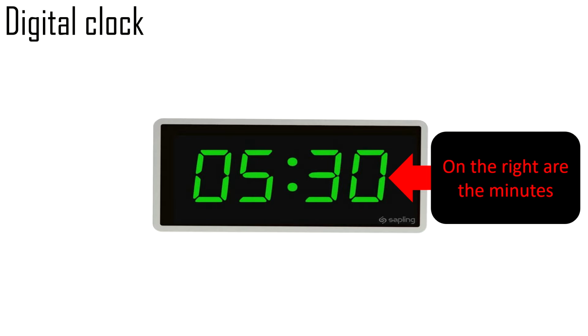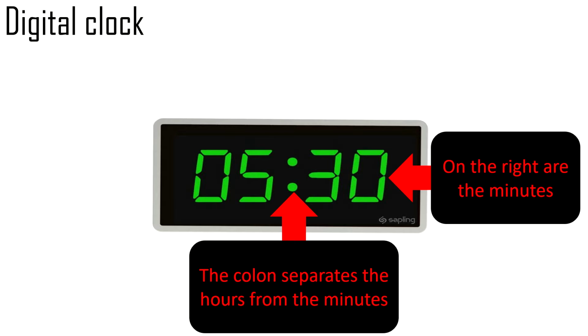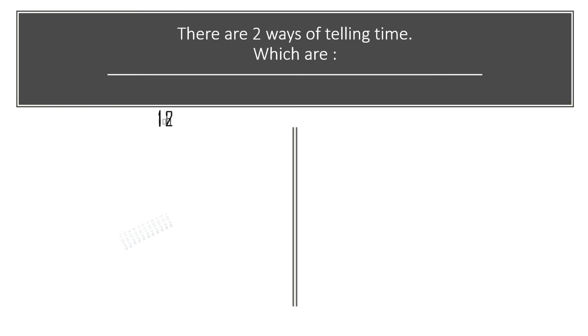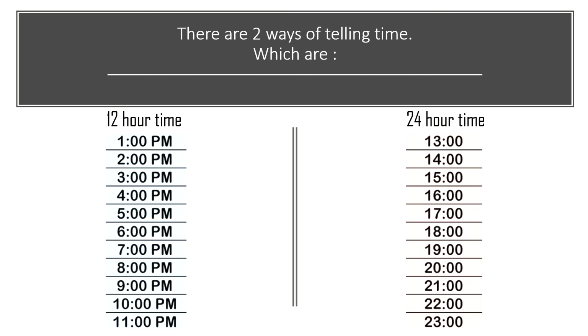Digital clock. On the right are the minutes. The colon separates the hours from the minutes, and on the left are the hours. There are two ways of telling time, which are 12-hour time and 24-hour time.